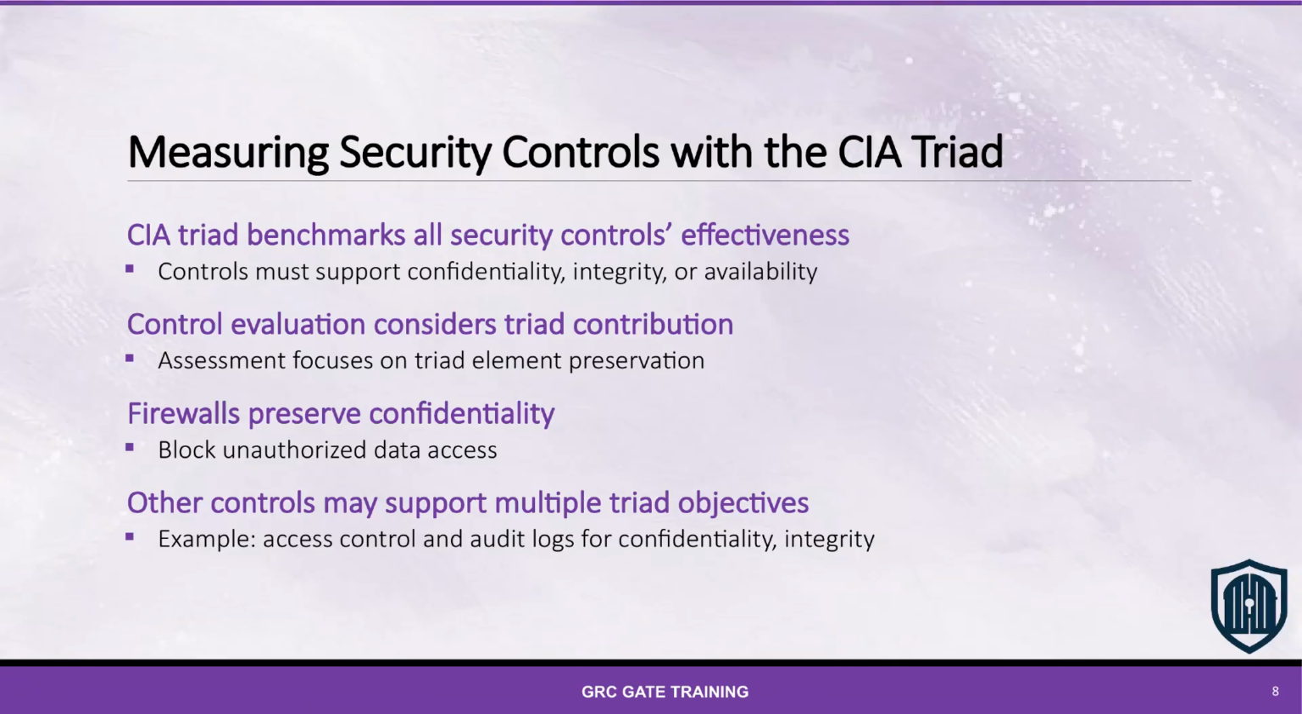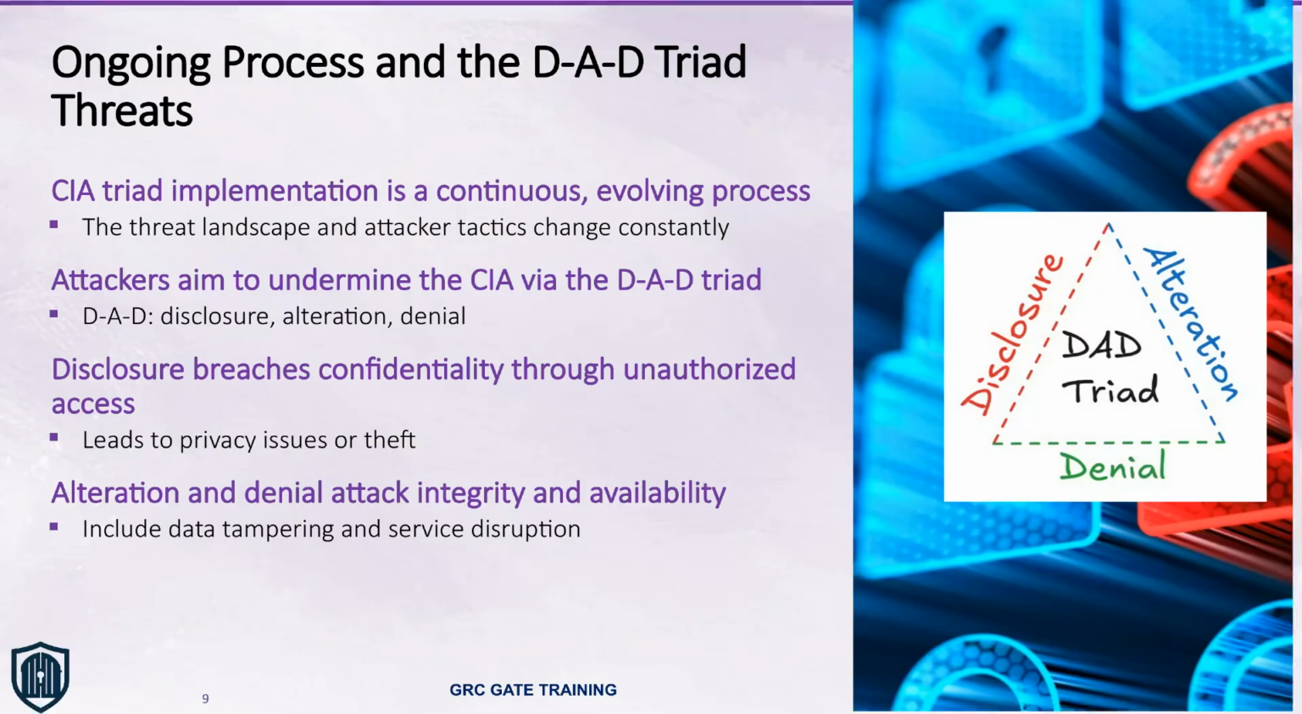For instance, a firewall is primarily designed to maintain confidentiality by blocking unauthorized access, while an uninterrupted power supply supports availability by preventing downtime during power failures. Access control mechanisms and audit logs can serve both confidentiality and integrity objectives, depending on how they are implemented. Implementing the CIA Triad is not a single event, but a continuous process that requires ongoing attention and adaptation. The threat landscape is constantly evolving, and attackers are always seeking new ways to compromise these foundational principles.